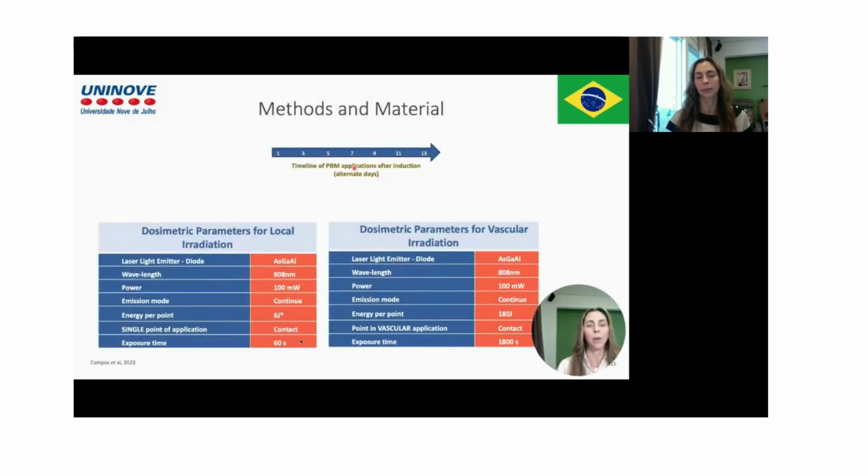This is our timeline of photobiomodulation application on alternate days. In both types of radiation, we are going to use the light emitting diode laser with a wavelength of 808 nanometers, power of 100 milliwatts, and emission mode continuous. In the local radiation, we use 6 joules of energy per point, a single point of application, with an exposure time of 60 seconds. In the vascular radiation, the energy per point will be 180 joules. The point of vascular application will be in contact, with an exposure time of 1800 seconds.